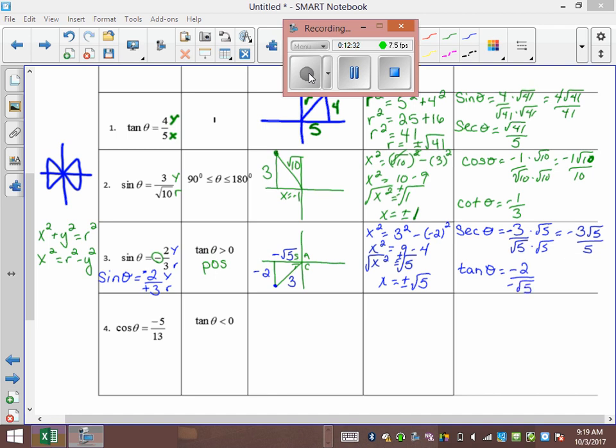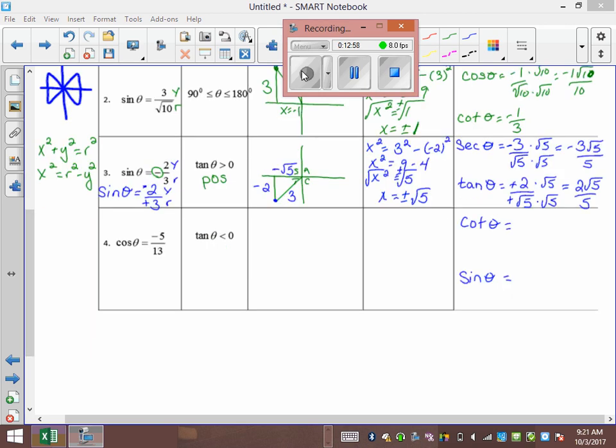Why does this become positive? Because the negatives cancel. And what about this quadrant? Tan is positive. So if your answer is actually not positive, you messed up, because it told you it is. Multiply by root 5. So 2 root 5 over 5. Make sense? You do 4.